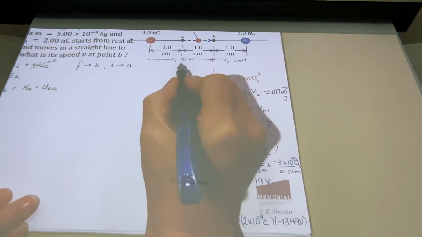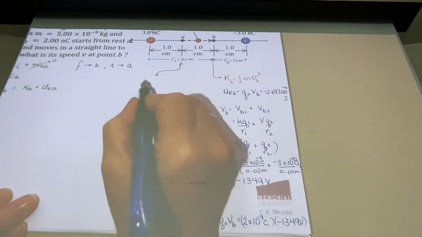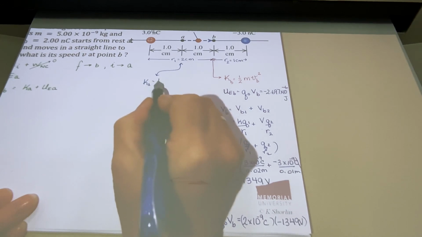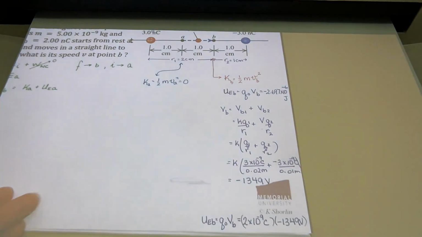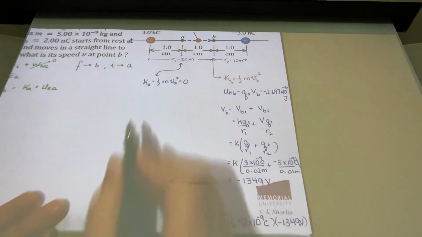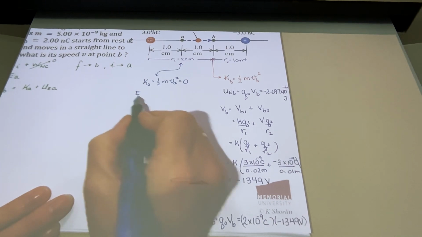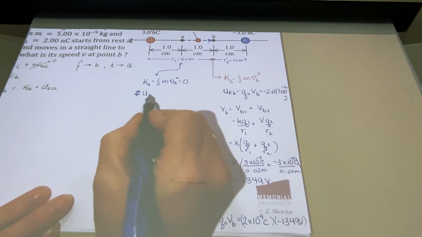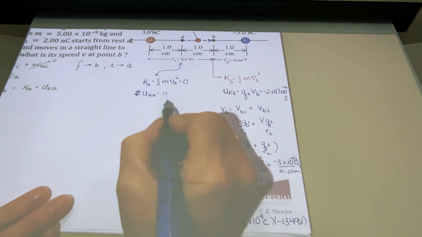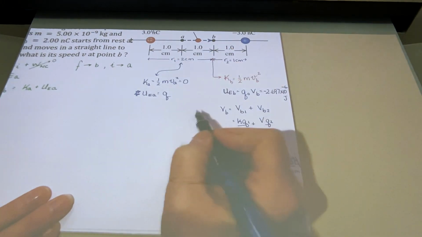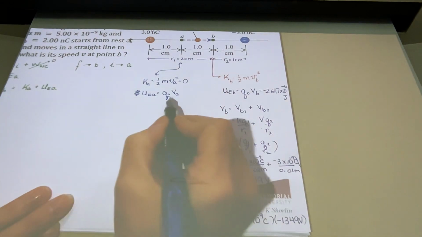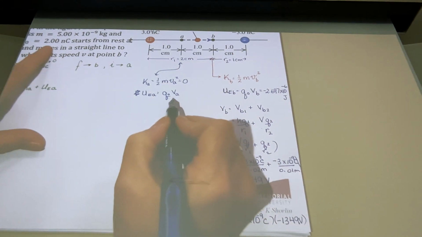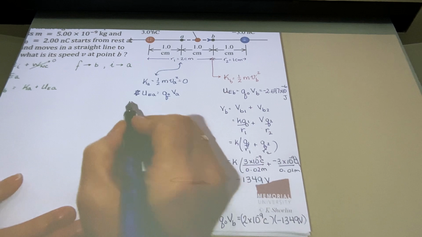So point A is when my charge is up here. My kinetic energy at point A is 1/2 times mass times VA squared. That's just 0. It starts at rest. It's released from rest. My electric potential energy at point A is the charge of my dust particle times the potential it's sitting in. So the charge is easy, 2 nanocoulombs. Now I need to find the potential at point A.